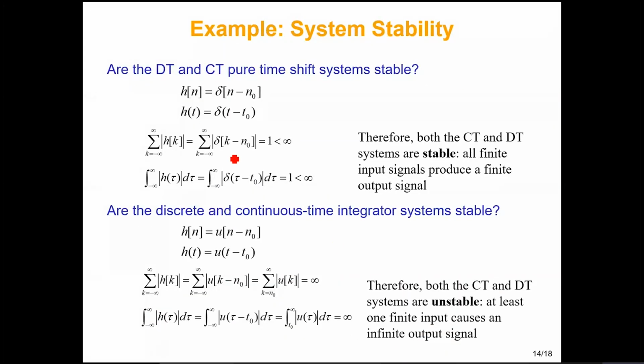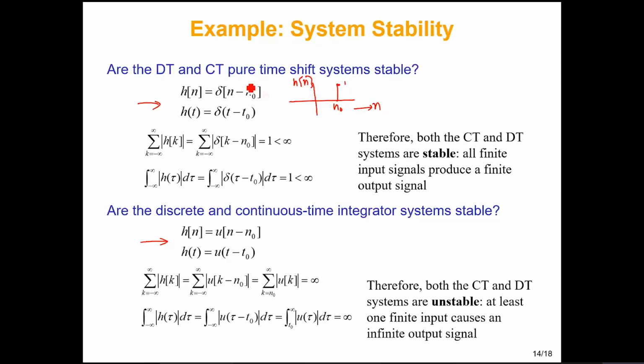And again, the examples are for two very simple systems. One is basically a pure shift system, the other is basically a system whose impulse response is the step impulse response. We saw these two systems. Now this h of n is basically just a simple shifted impulse at n equal to n naught. So this is your h of n.